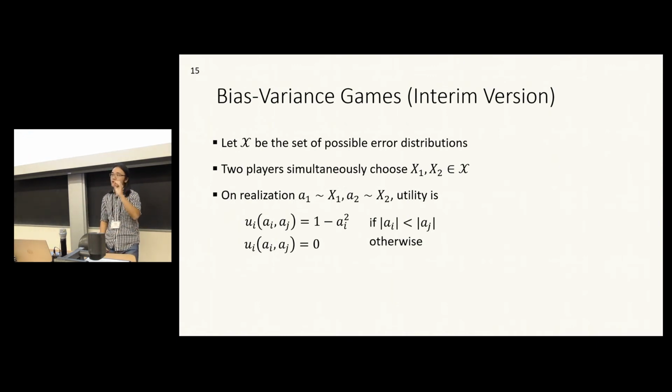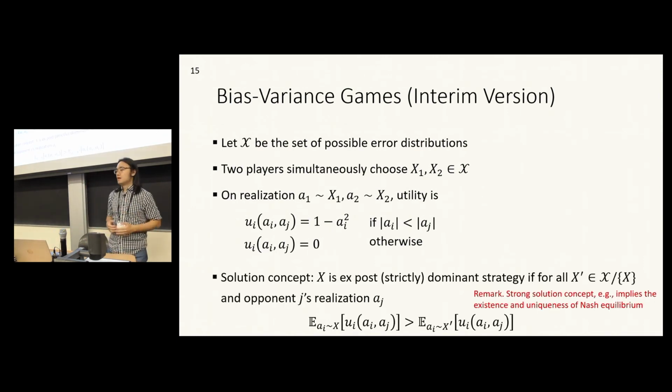So basically, the player with a smaller prediction error will get a utility which will be 1 minus prediction error square, and the loser will get utility 0. And we say a prediction error distribution X is exposed strictly dominant if it achieves higher expected utility than all other possible distributions X prime, for all realizations AJ of the opponent's prediction error. And this is a quite strong solution concept. So the existence of it will imply the uniqueness of a Nash equilibrium, for example.